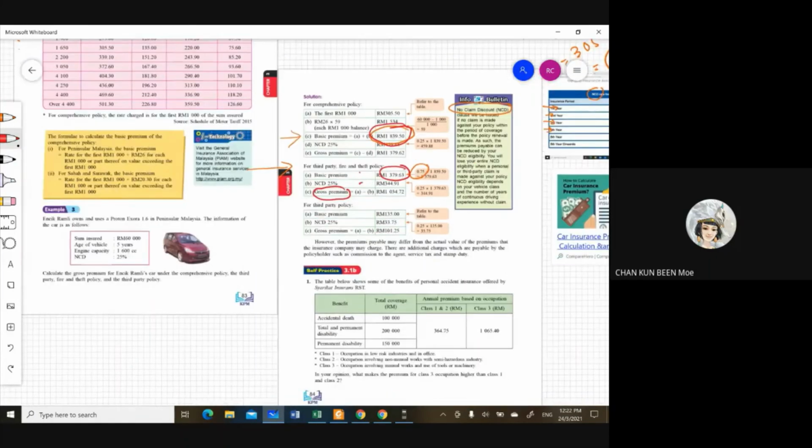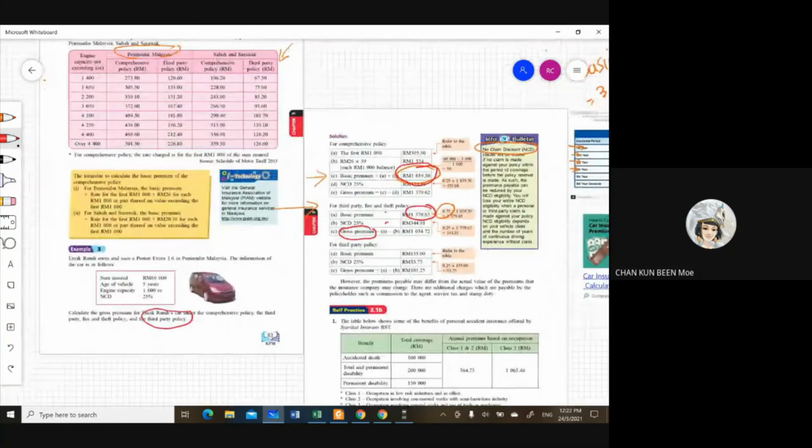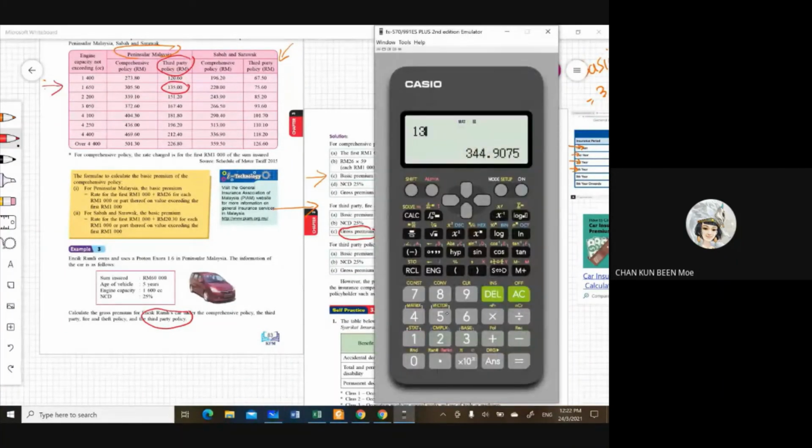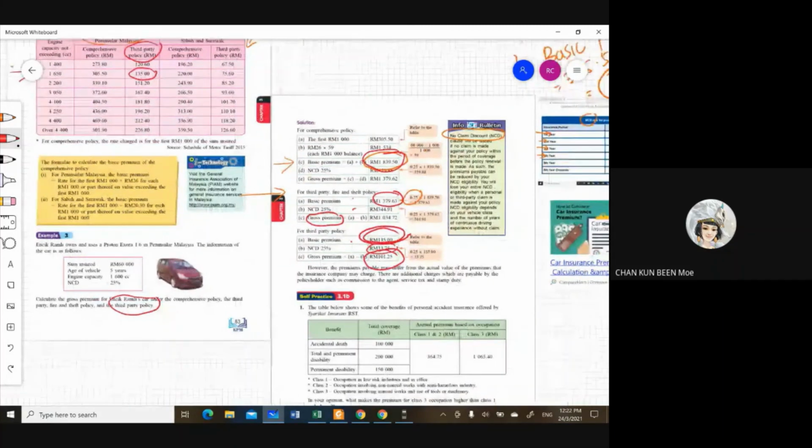Okay. Then the next one, we are going to calculate the third party policy. Third party policy, straight away you can get the answer. So refer to the same engine capacity again, 1,650. So you can see the third party policy is 135. Straight away, the basic premium is 135. And then you calculate the NCD. So 135 multiplied by 0.25, the NCD is 33.75. You can see. Then you just minus from it. The answer is 101.25. Are you okay, class?